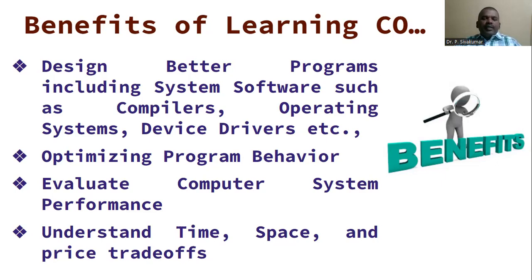Apart from that, learning computer systems helps the programmer to optimize the behavior of the program. They can increase the speed of the program or reduce the size of the program. Also, one can easily evaluate the computer system performance by understanding the computer organization subject. The programmer can also understand time complexity, space complexity, and the space trade-offs.